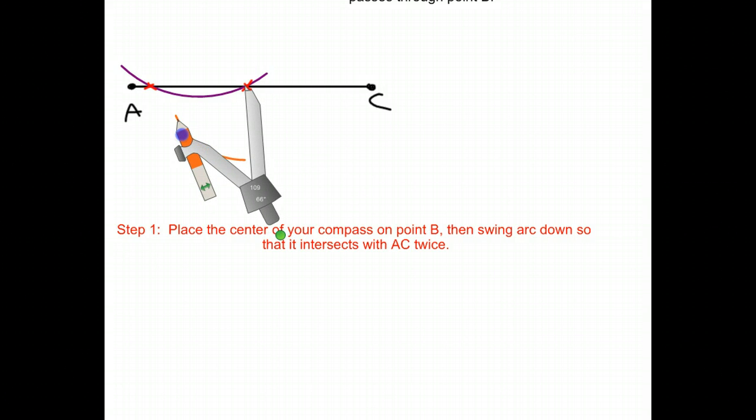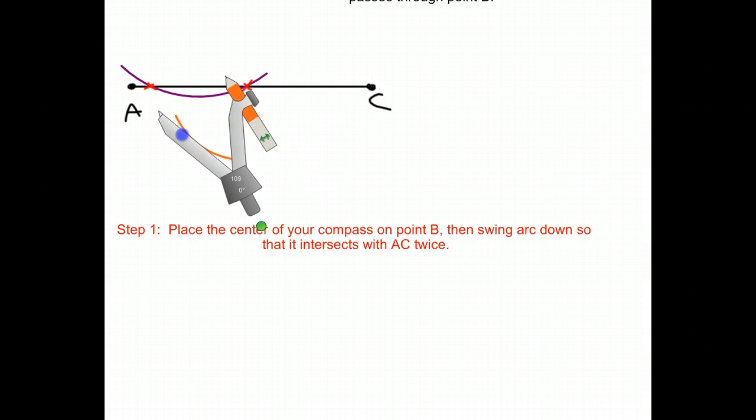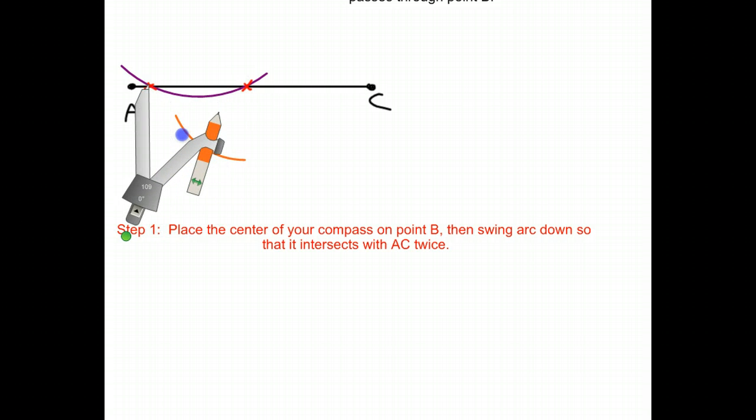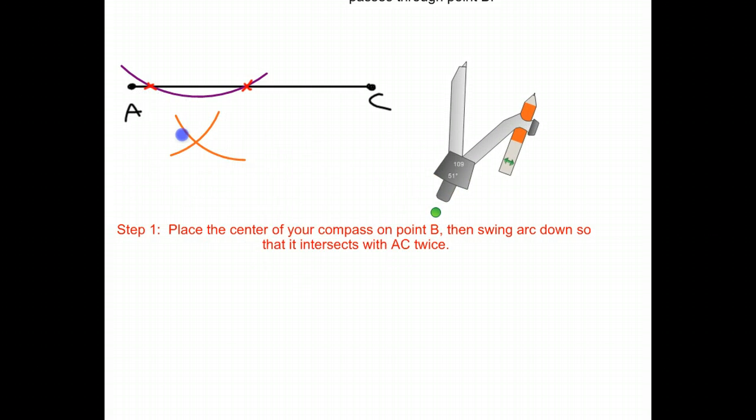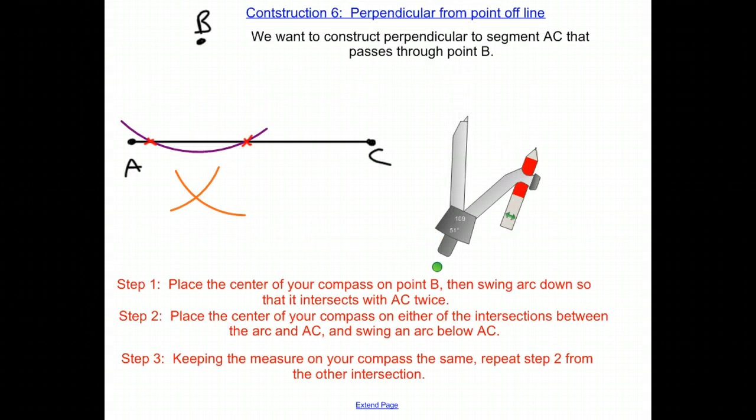Step 2. And step 3, once again, same exact thing. I want to keep the measurement the same exact way. We're just going to go from the other intersection. So steps 2 and 3, once again, go hand in hand. Move the center over to this side and swing an arc over here. Steps 2 and 3. So steps 1, 2, and 3 are now completed.